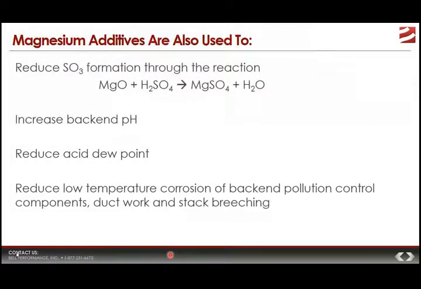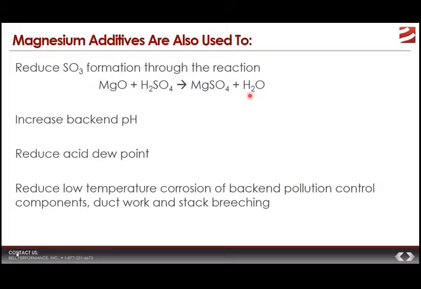Magnesium additives reduce sulfur oxide formation because they contribute to this basic chemical reaction: magnesium oxide, or MagOx, plus sulfuric acid yields innocuous magnesium sulfate and water. So they are highly effective at combating acidity issues. They're very effective at reducing corrosion, both in the hot zones and the cold zones.